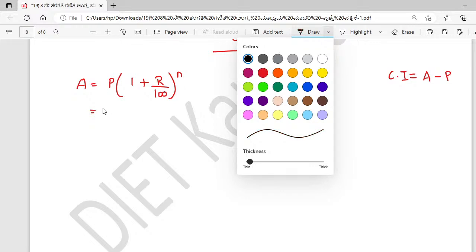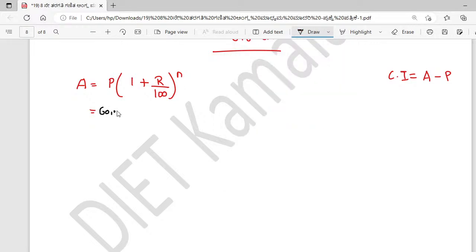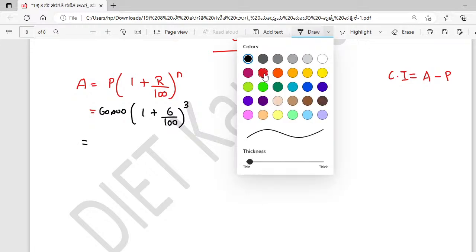P stands for principal, that is 60,000, the value given to us. Next, 1 plus R, where R is the rate of interest, which is 6%, divided by 100, whole to the power of n. N stands for number of years, that is 3. We can cancel this 6 by 100, but we are going to keep it as it is. We will not cancel anything.